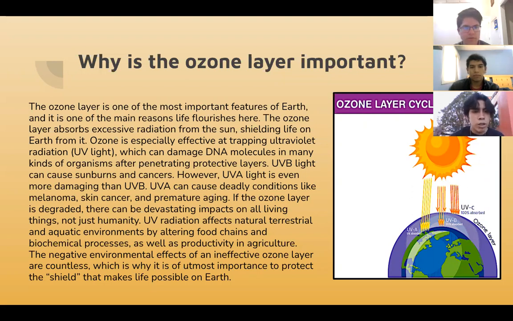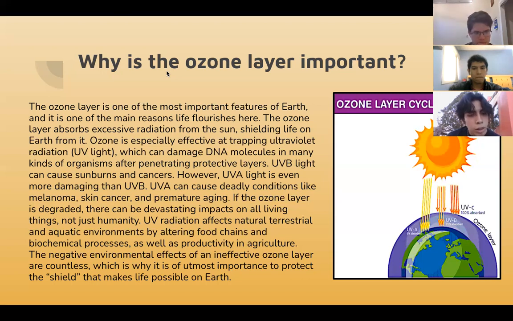The ozone layer is one of the most important features of Earth, and it is one of the main reasons life flourishes here. The ozone layer absorbs excessive radiation from the sun, shielding life on Earth from it. Ozone is especially effective at trapping ultraviolet radiation, which is UV light, which can damage DNA molecules in many kinds of organisms after penetrating protective layers. UVB light can cause sunburns and cancers. However, UVA light is even more damaging than UVB. UVA can cause deadly conditions like melanoma, skin cancer, and premature aging.